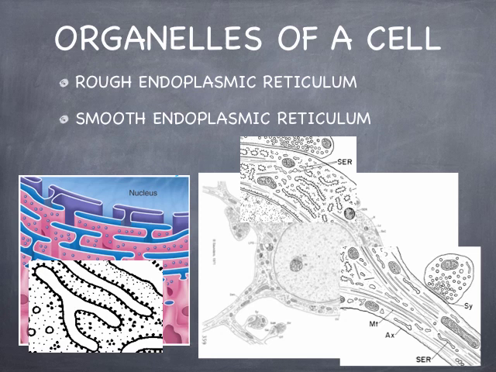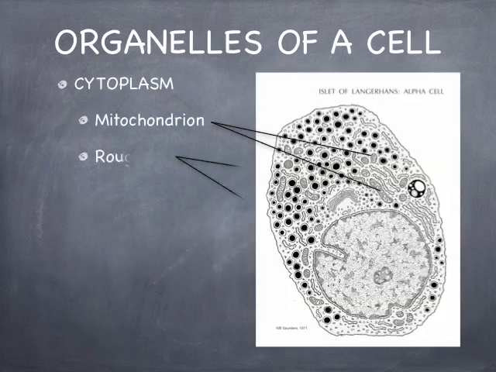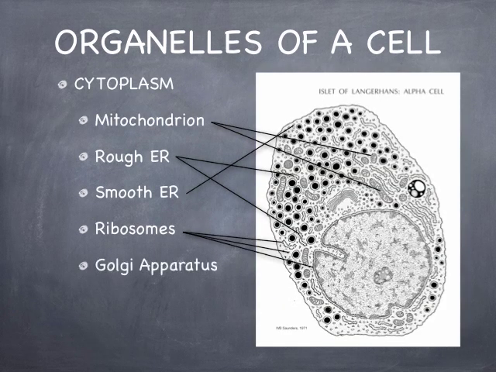So rough and smooth are related, and they are distinguished by the presence or absence of ribosomes on these long, sort of flat channel-like structures. So it's handy to study all three of these together. Make sure you can identify ribosomes, rough endoplasmic reticulum, and smooth endoplasmic reticulum. Good. So that's 4 out of 7, 3 more to go.